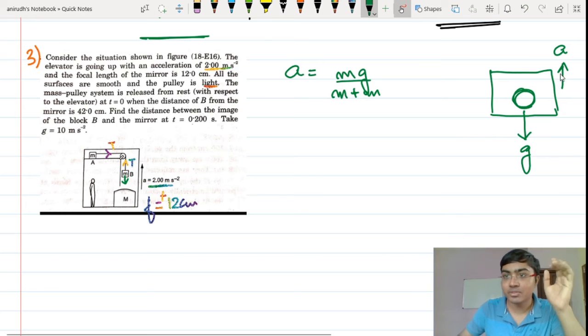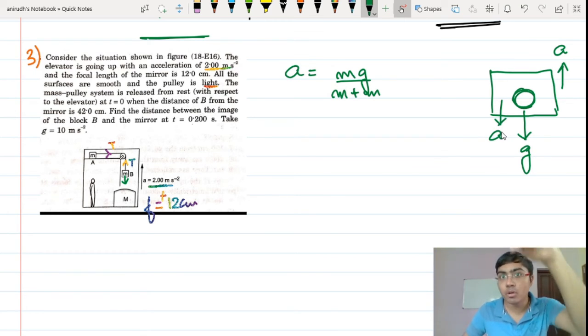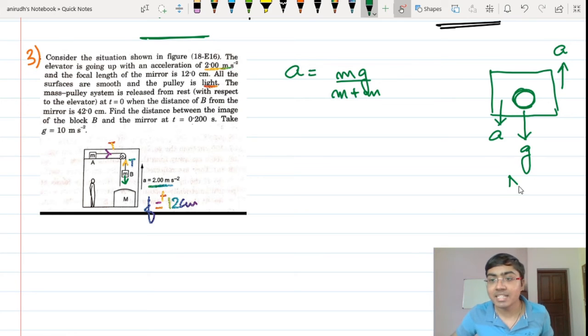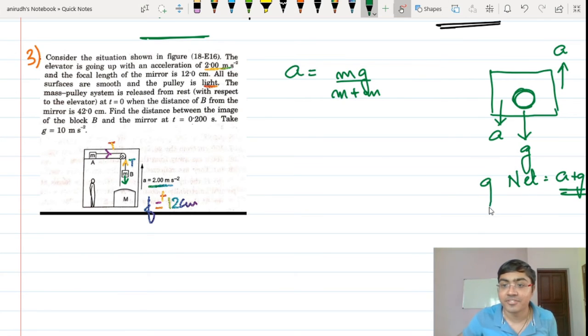So the pseudo force will be in this particular direction, and the acceleration due to the pseudo force will also be in the downward direction. So the net acceleration is equal to A plus g, right? So this is the g effective. You can write g effective is equal to A plus g.